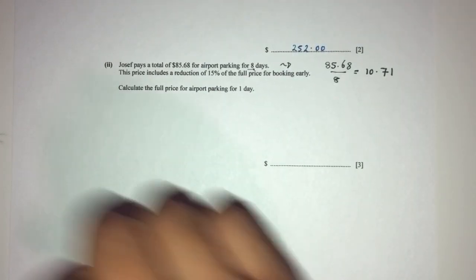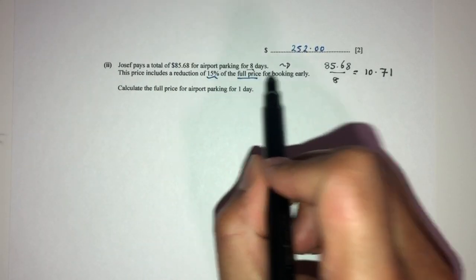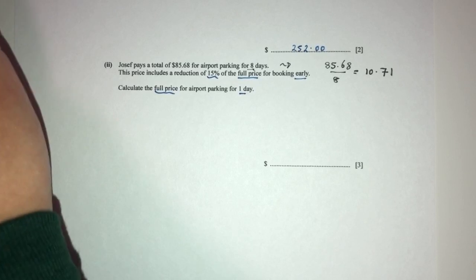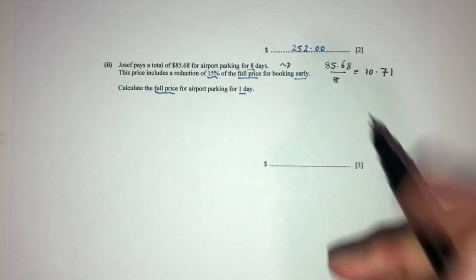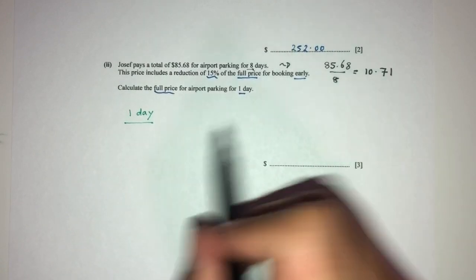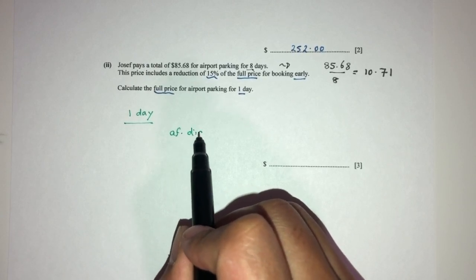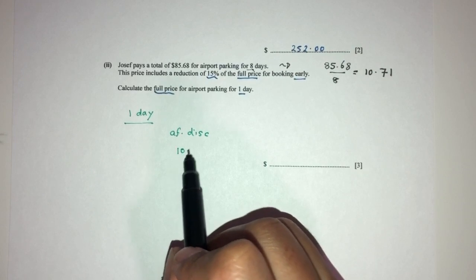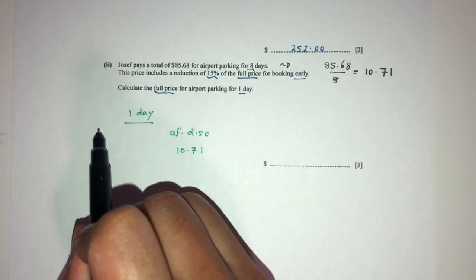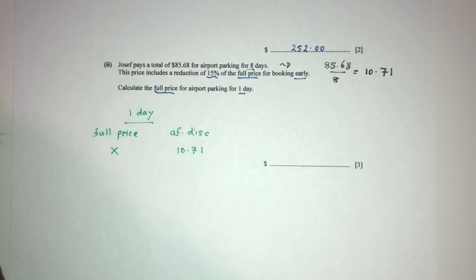be asked, right? Now, this price includes a reduction of 15% of the full price for early booking. Find the full price for 1 day. Okay, so pretty simple. So we do understand that this is 1 day, obviously. The price after reduction, after discount, was 10.71, right? Now the full price, we don't know. Let's call this X, we don't know, right?